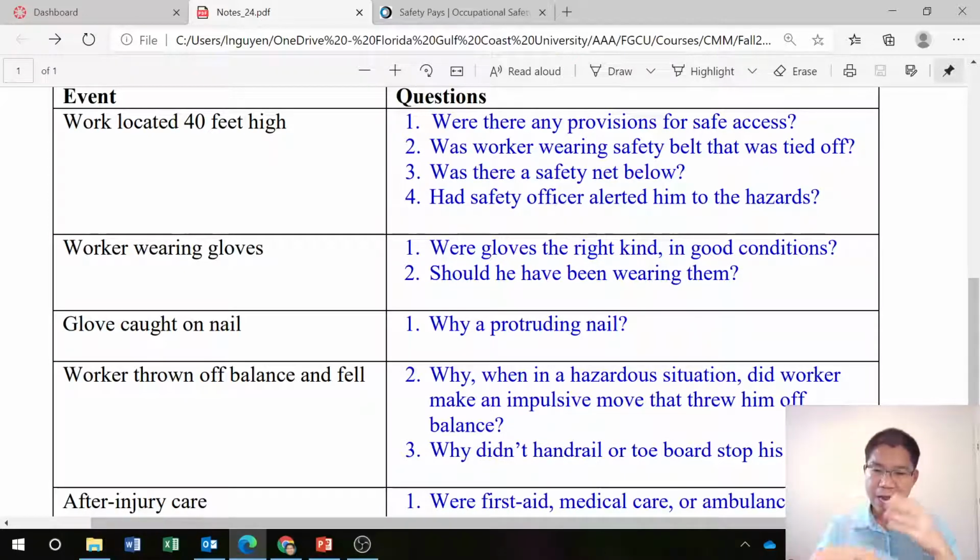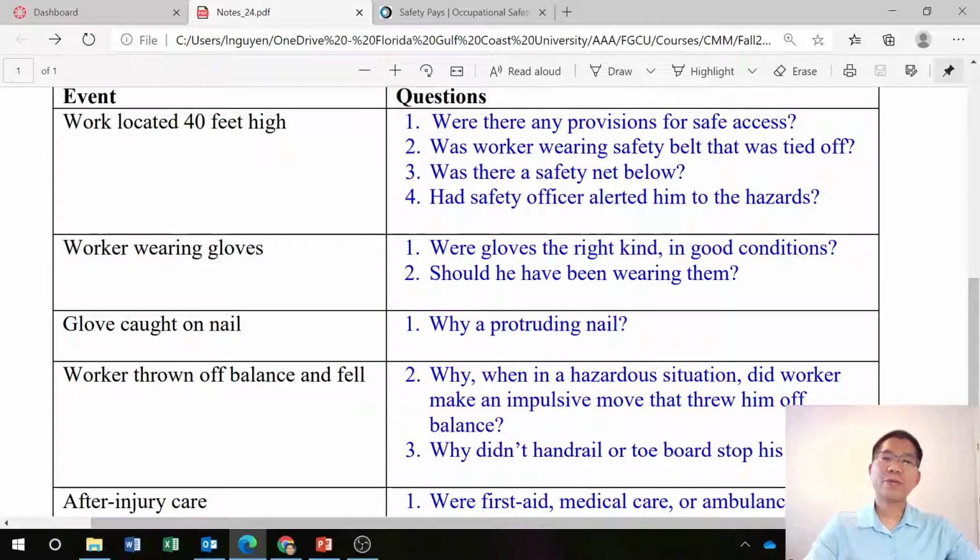So as you can see, we can ask multiple questions, not only the few representative questions that I show here. Was the worker wearing gloves? Was the work glove the right kind and in good condition? Should he have been wearing them at this point, at this time of work, or did he not have to?